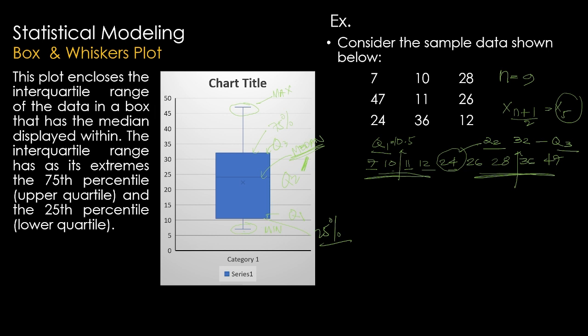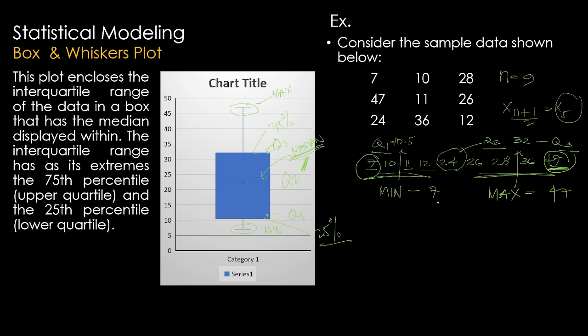You already have this. And what else is missing? You have your minimum. What's your minimum data? 7. And the maximum is? 47. The minimum value is this one and the maximum is this one right here. We now have our minimum and maximum, Q1, Q2, and Q3. So, technically, we can draw our box and whiskers plot.